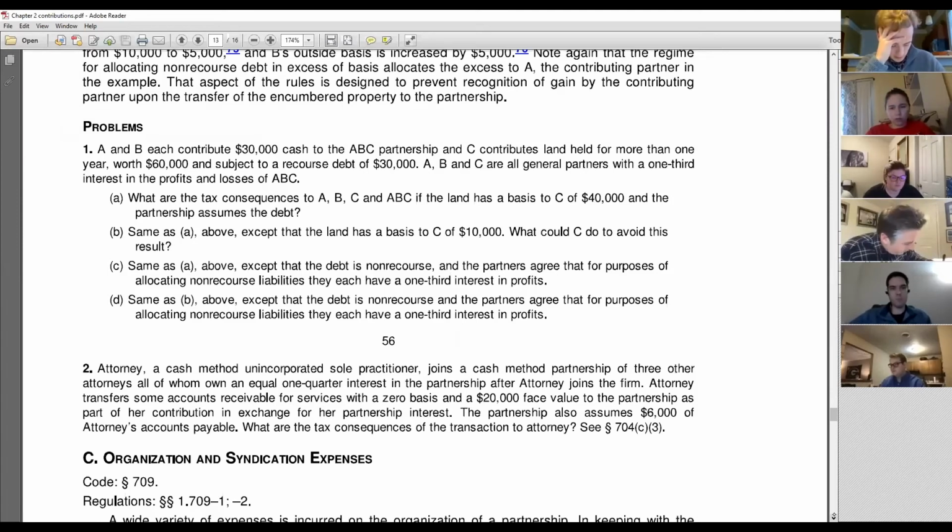So one way to think about this is it could very well be that C borrowed 30,000 to buy the land, put another 10 of his own cash, and so that gives him a basis of 40 in the land, a debt of 30, secured by the land. And it makes sense that they're each 1/3 partners because each is contributing 30,000 of value. A and B are contributing 30,000 of cash. C is contributing land worth 60, but at the same time, it's burdened by this debt of 30, so the net value contributed is 30.